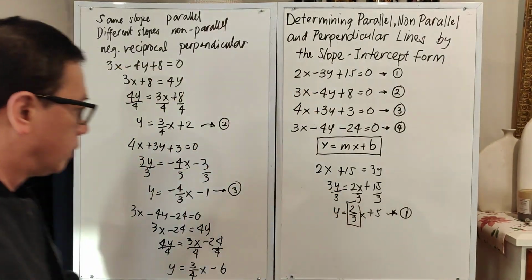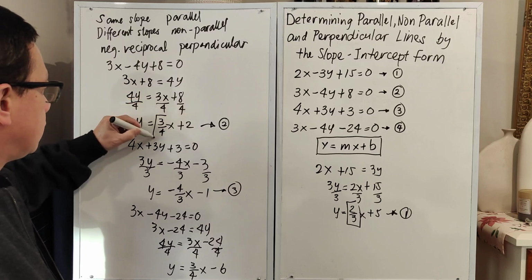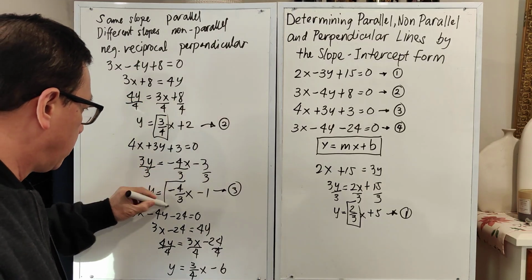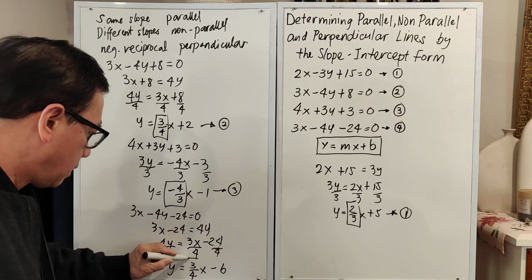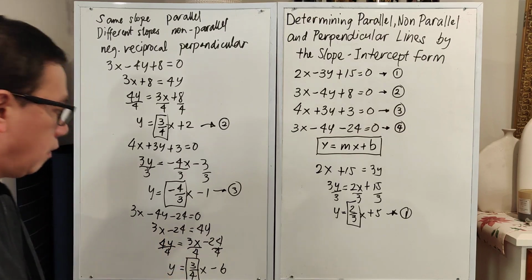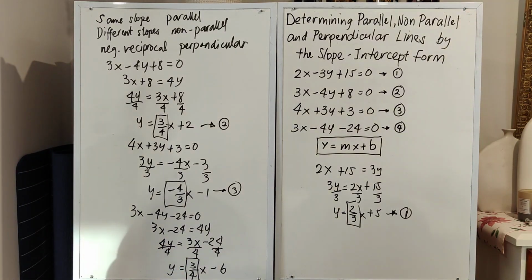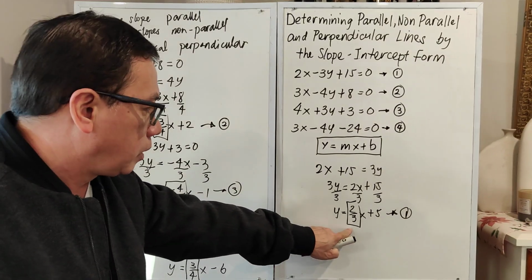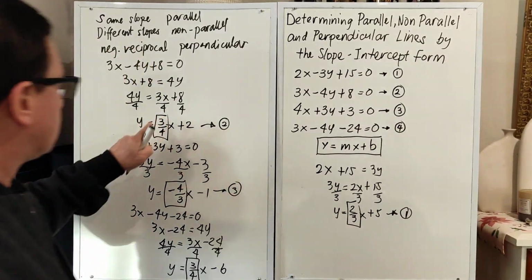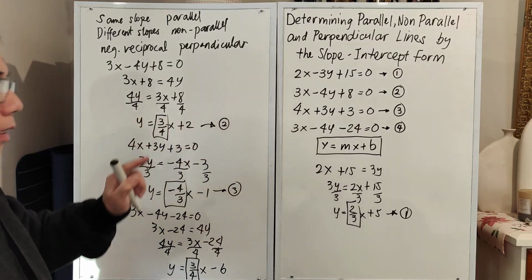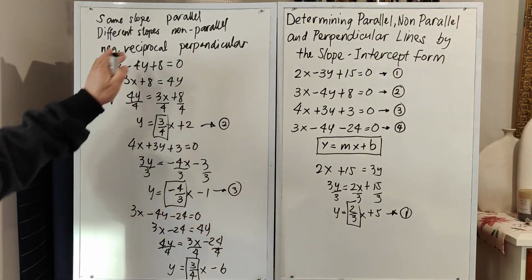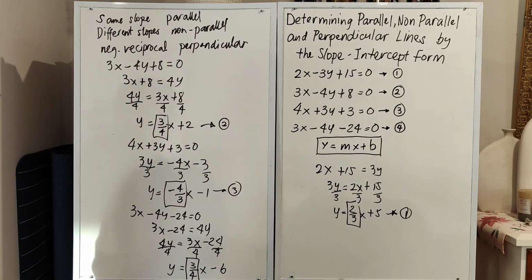So this is the slope of equation 1. This is the slope of equation 2. This is the slope of equation 3. And this is the slope of equation 4. Well, you can see this is 2 over 3. This is 3 over 4. So 1 and 2, they are not parallel because they have different slopes.